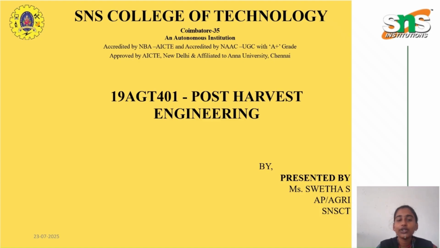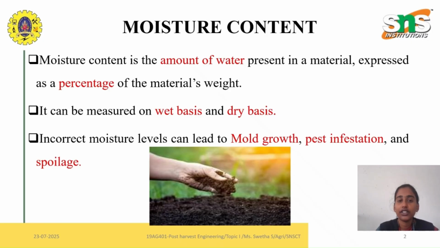Okay, today we are going to talk about post-harvest engineering, and how moisture content takes place. As we all know, moisture content is the amount of water present in a material like fruits, vegetables, soil, and it is expressed as a percentage of the material's weight. It can be measured on both wet basis and dry basis. We can calculate moisture content on wet product and also on dry product.